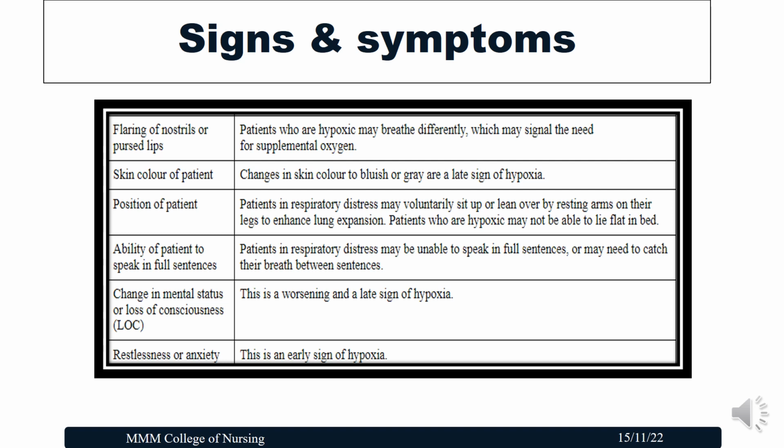Then ability of patient to speak in full sentences. A patient in respiratory distress may be unable to speak in full sentences or may need to catch their breath in between the sentences. Then altered mental status or loss of consciousness, this is a worsening and late sign of hypoxia. And restlessness or anxiety, this is an early sign of hypoxia. So these are some of the signs and symptoms of hypoxia.